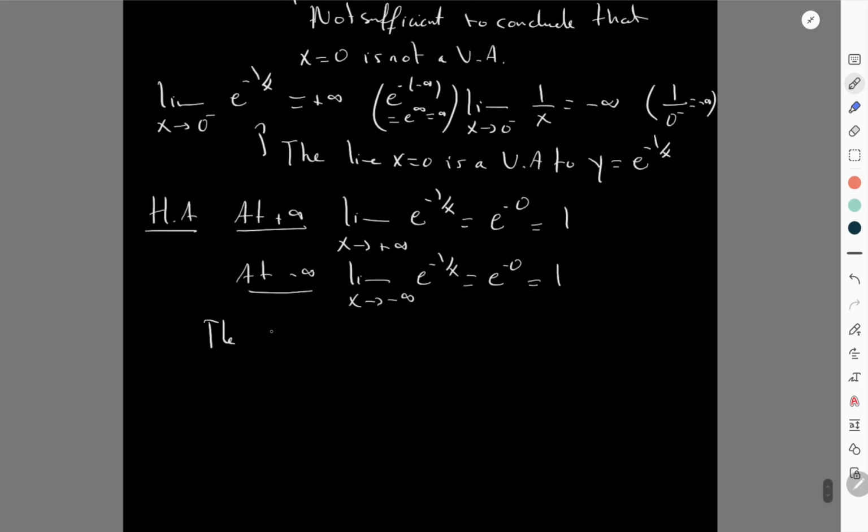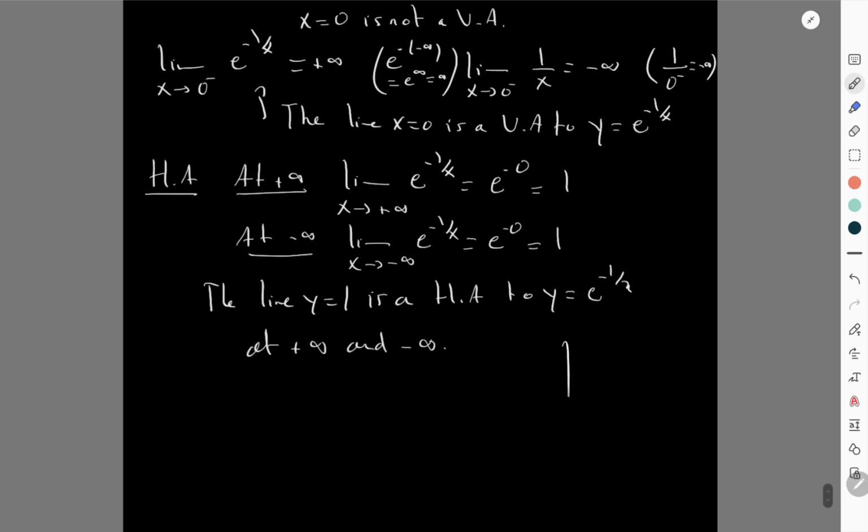So the line y equal 1 is a horizontal asymptote to the curve y is equal to e to the minus 1 over x at plus infinity and minus infinity. Let's try to sketch the curve. This is not a very hard curve to sketch. Now, at 0 minus, I have a plus infinity limit. And this is the line y is equal to 1.